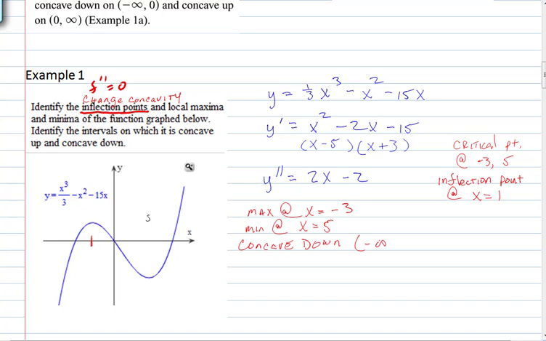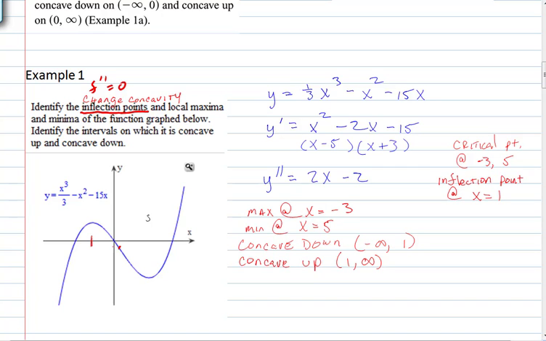And it looks like we changed from concave down from negative infinity to negative 1, and concave up, not negative 1, positive 1, from 1 to infinity, because x equals 1 is a point of inflection. That's this point right there where we switch from concave down to concave up.